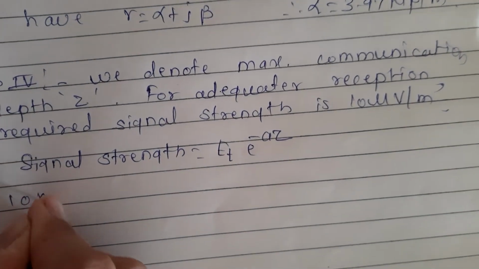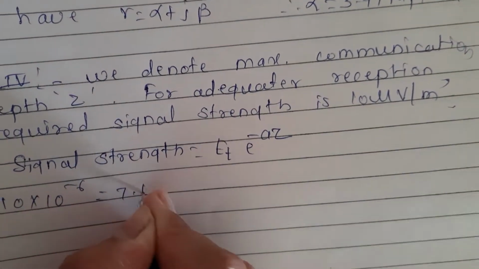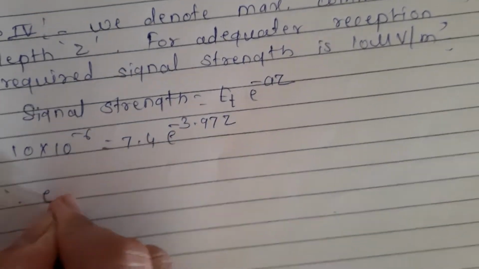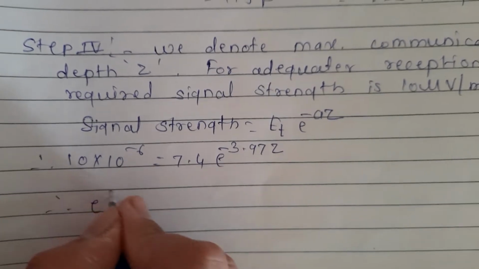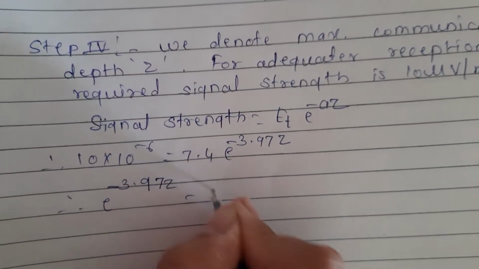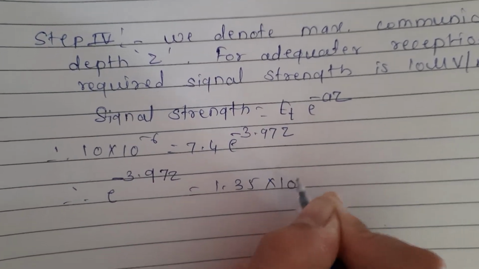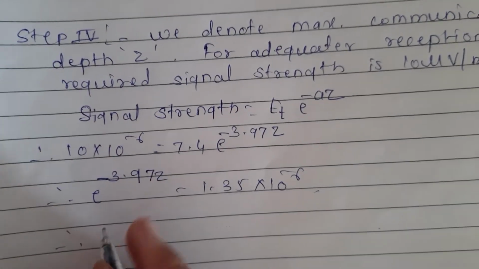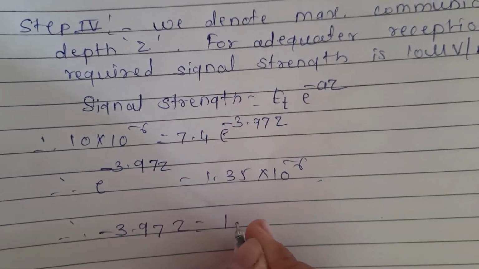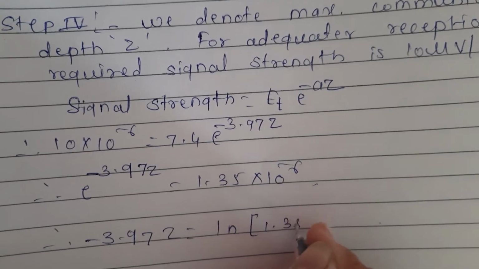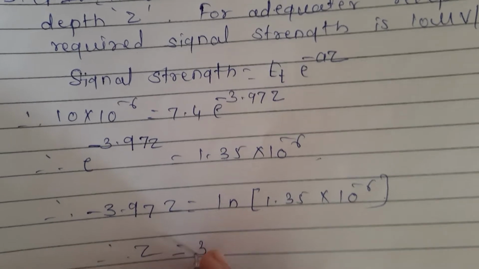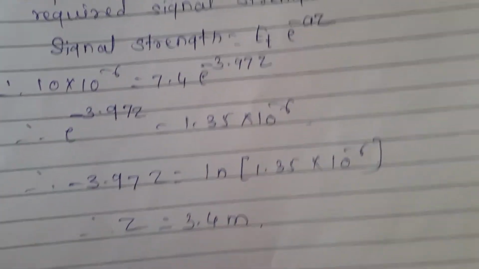Therefore 10 into 10 raised to minus 6 is equal to 7.4 e raised to minus 3.97 Z, so e raised to minus 3.97 Z is equal to 1.35 into 10 raised to minus 6. Now we take the log, so it is minus 3.97 Z is equal to the log of 1.35 into 10 raised to minus 6. So the answer for Z is 3.4 meter.